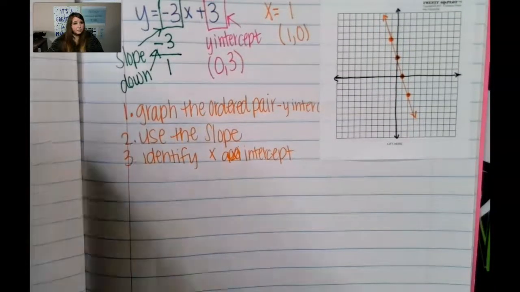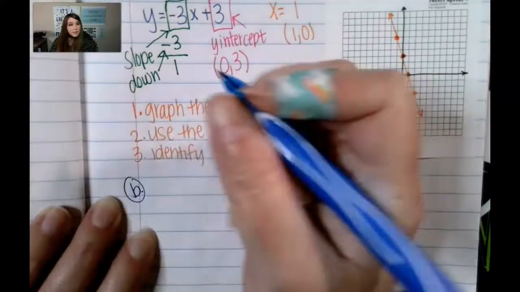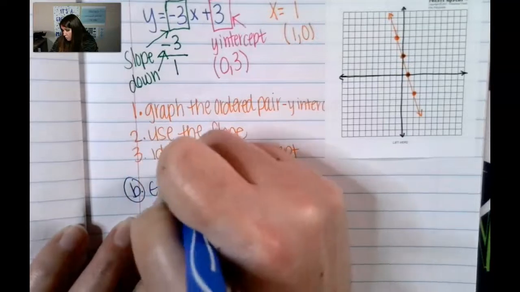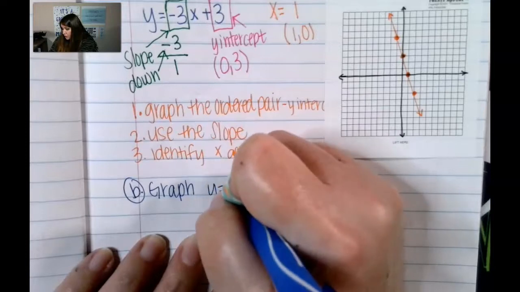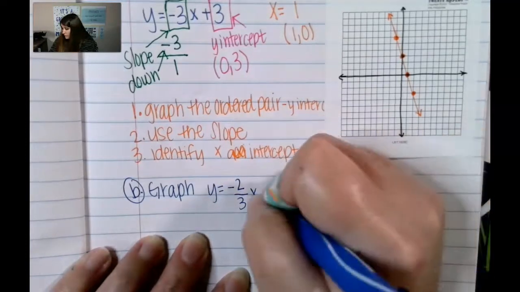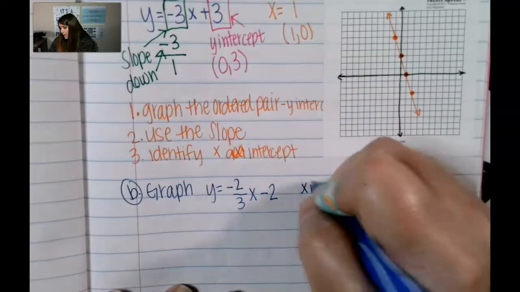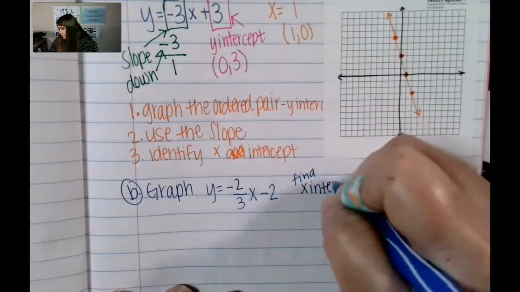Okay, this example, example number 2, or example B. Example B says, again, graph y equals negative 2/3 x minus 2. Okay, we also need to find the x-intercept.